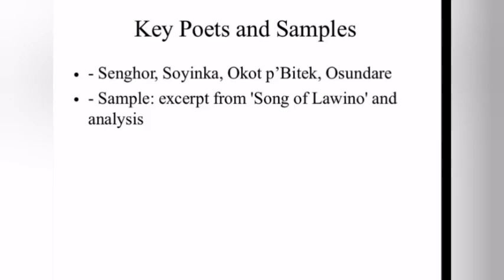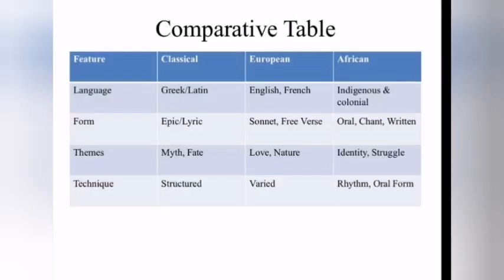Now, key poets and samples. We have Senghor, we have Soyinka, we have Okot p'Bitek, we have Osundare. So a sample excerpt is from the Song of Lawino. So we have here a comparative table of the various features, like the classical, European, and African.